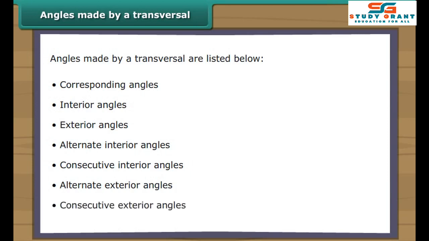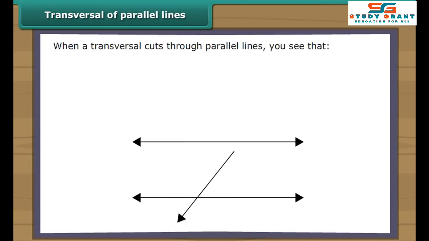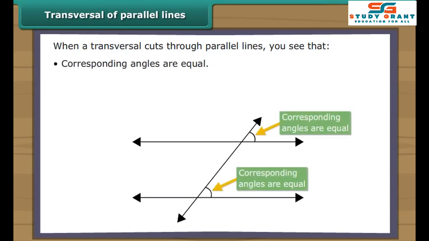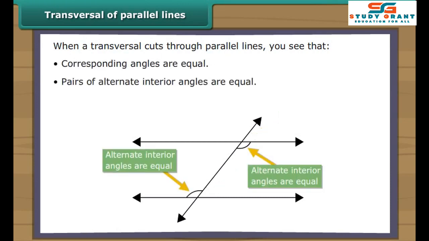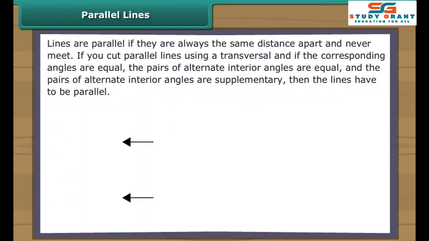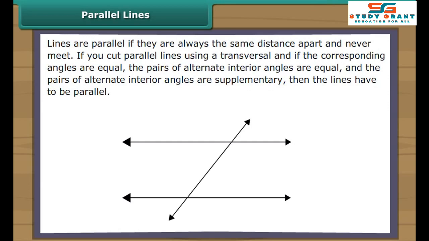Mostly, a transversal produces several angles. Angles made by a transversal. Transversals form 7 types of angles. They are described as corresponding angles, interior angles, exterior angles, alternate interior angles, consecutive interior angles, alternate exterior angles, consecutive exterior angles. Click each button to know more about the above-mentioned angles.